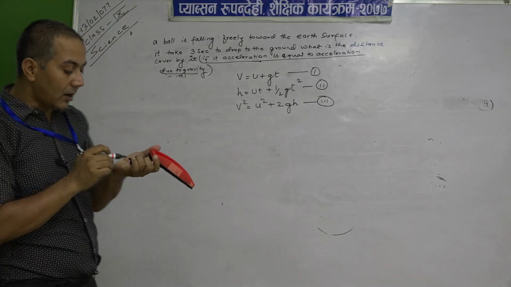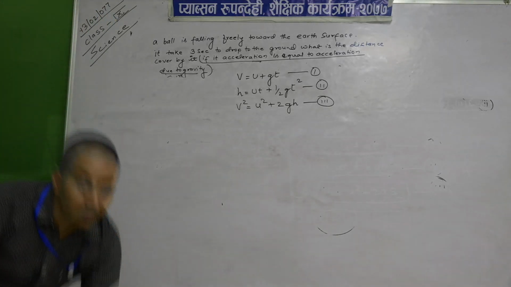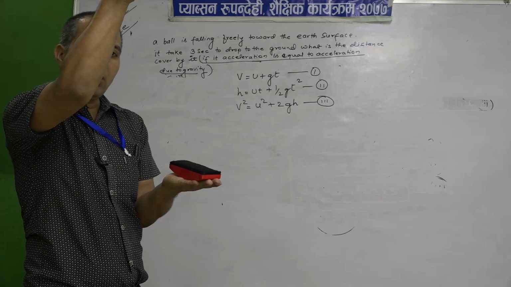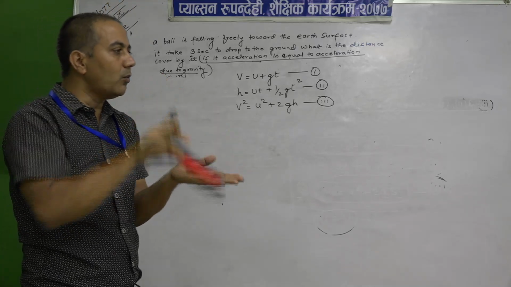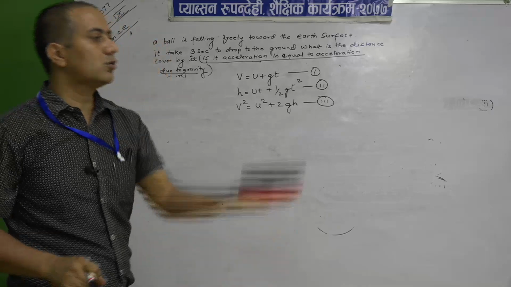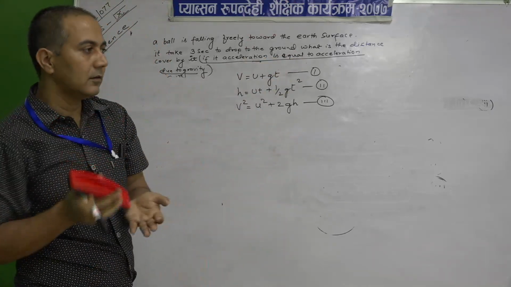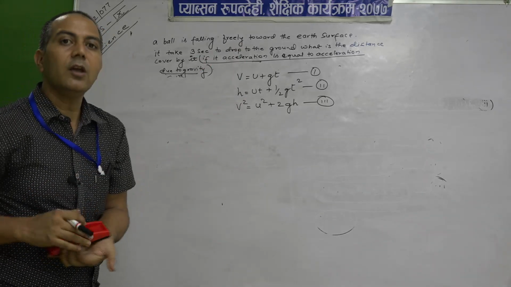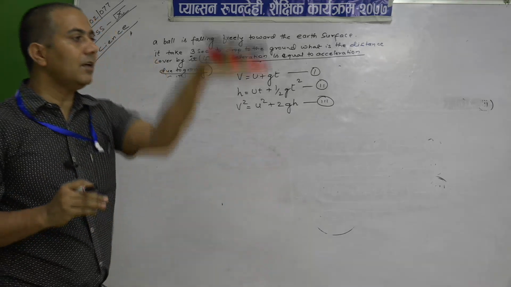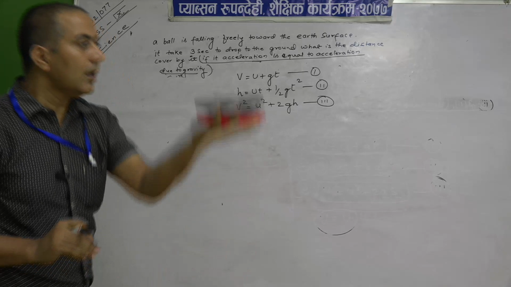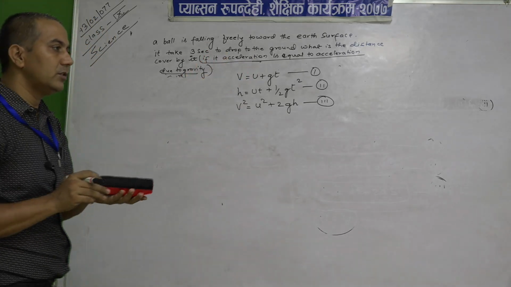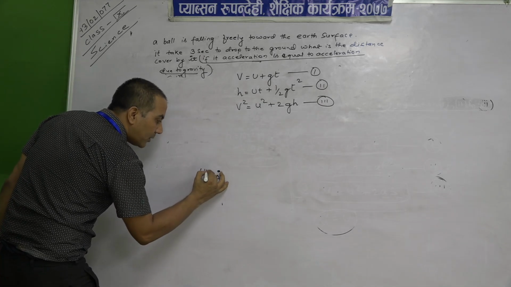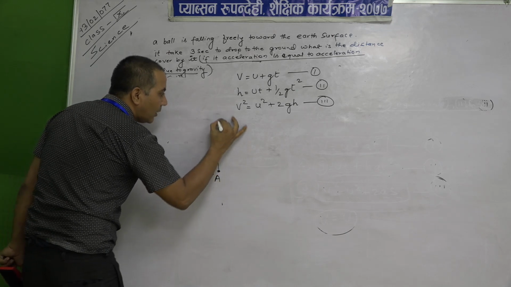Now comes the case when the object is thrown upward. If I keep this one, will it move upwards? No. If I lift my hand, it will go downward, not upward. So, I need some force to throw upward like this, isn't it? So, the initial velocity will be what? Initial velocity will be the force with which I lift the duster. So, the object from point A, with u meters per second, I throw upward, the object will go upward.